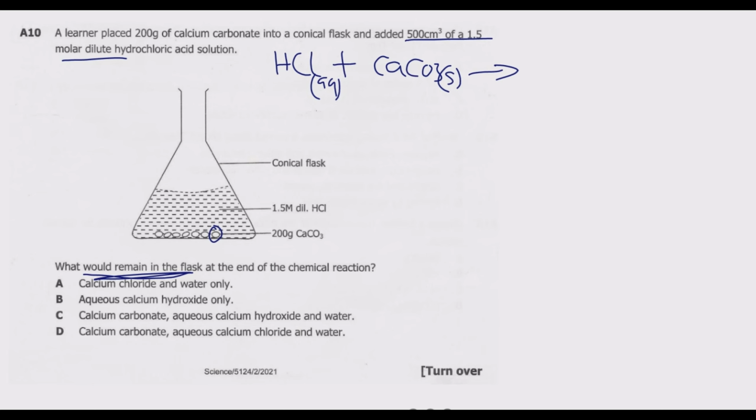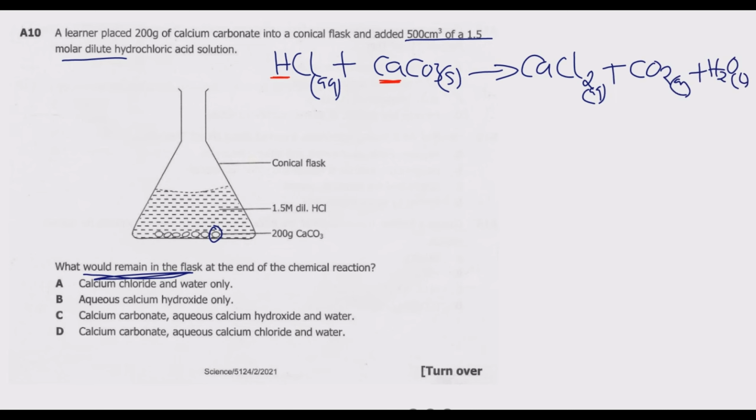So in this case, this calcium will displace hydrogen in hydrochloric acid. So we're going to get calcium chloride, which is aqueous, then plus carbon dioxide, which is gas, then plus water, which is liquid. So these will be the products.